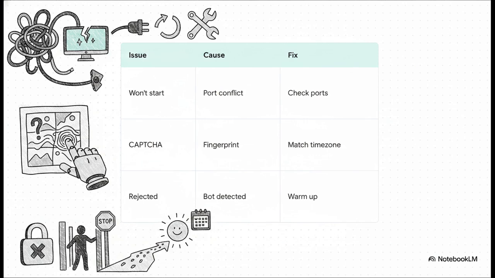Well, that's often a port conflict, so your quick fix is to verify the API response to ensure no other profile is using that debug port. Or maybe a CAPTCHA gets triggered. You probably have a fingerprint inconsistency, and you can usually fix that by matching your proxy location to the profile's time zone. And if a token is just outright rejected because the profile got flagged as a bot, the fix there is to warm up the profile with some organic browsing first. You really have to categorize the chaos if you want to conquer it.